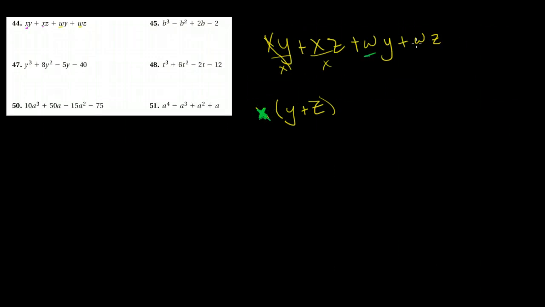Now from this, I can factor out the w, a positive w. And when I factor out a positive w, I can divide both of those by w. And those cancel to 1, and I'm left with again a y. And those cancel to 1, and I'm left again with a z. So notice I now have two terms, x times the quantity y plus z, and plus w times the quantity y plus z.